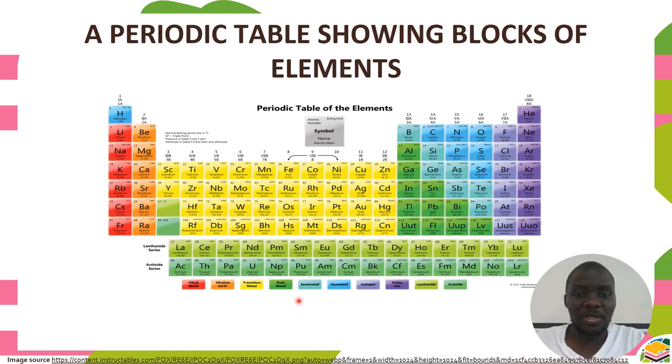They are all transition elements or transition metals. Remember, for the first 20 elements, it means we can have hydrogen, lithium, sodium, and potassium. In group 2, we have beryllium, magnesium, and calcium.